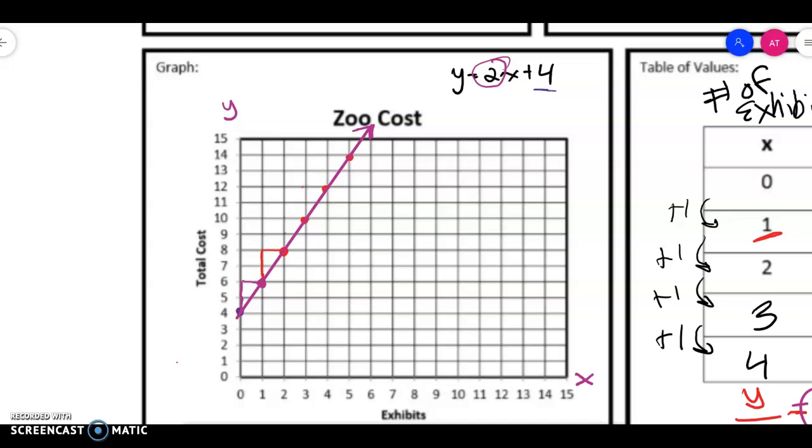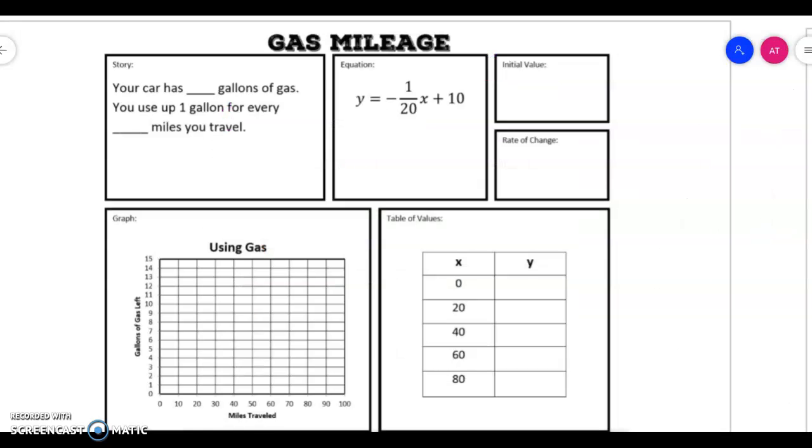So let's do the next one together. So my next problem is gas mileage. It says your car has blank gallons of gas. You use up 1 gallon for every blank miles that you travel. So if I'm traveling 1, I use up, which means a negative. I'm using up my gas, right?